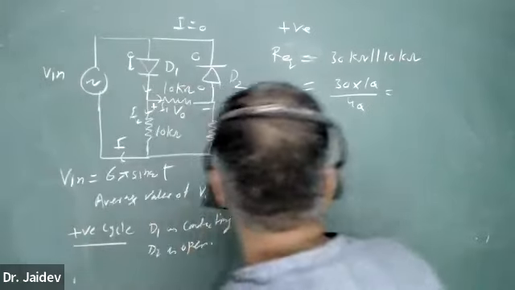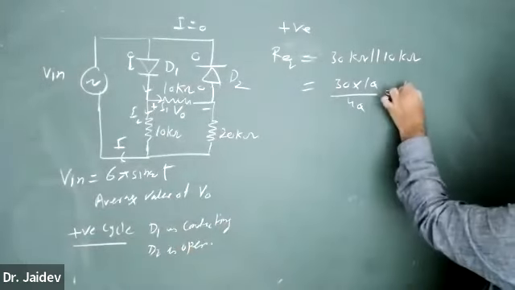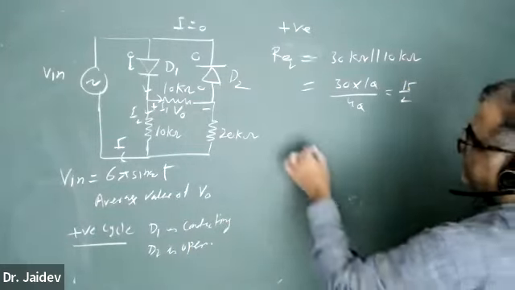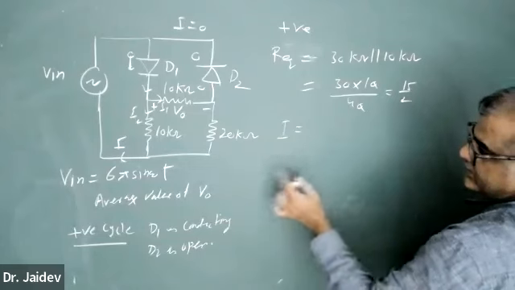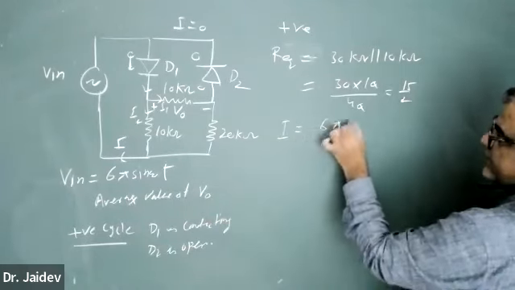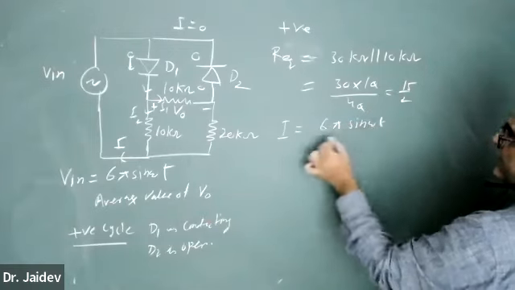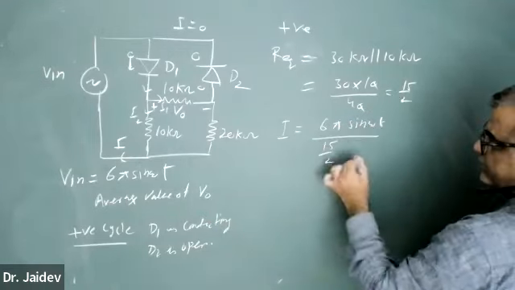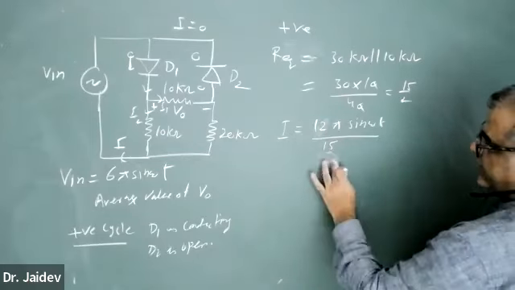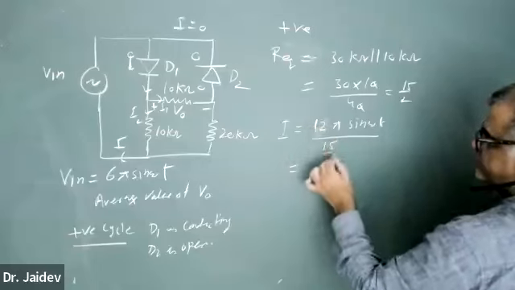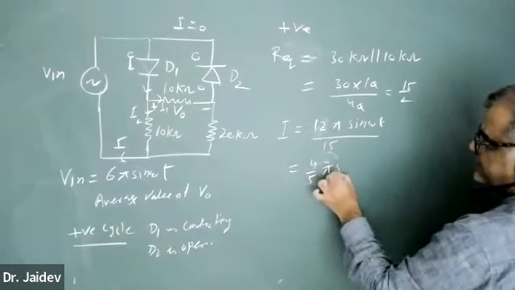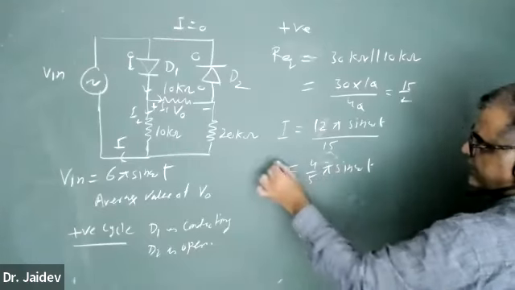So let me write it as 15 by 2 kilo ohm resistance. Now I want current I. The magnitude is 6 pi, so total current is 6 pi sine omega t divided by 15 by 2. That is 12 by 15, which is 4 by 5. So 4 by pi sine omega t is my total current.